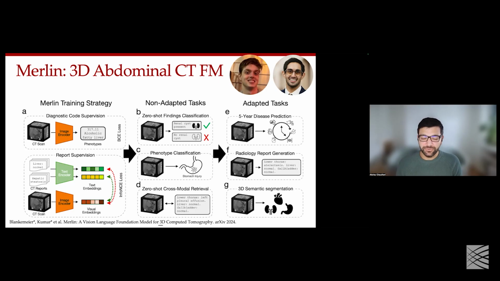And once we adapt this model using more supervised data, there's a lot of different tasks that we can perform. One of the tasks that we really were excited about was this notion of disease prediction. So for someone who's getting an imaging study today that is healthy for a given disease, what is the likelihood that they'll develop that disease in the future?